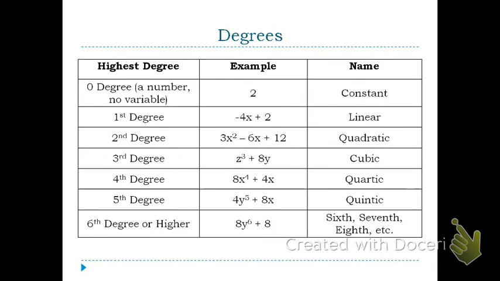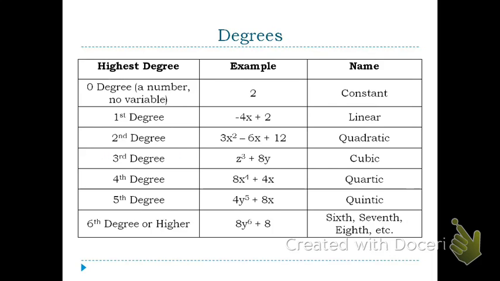Degrees. Degree is the highest exponent of the monomial. So for each term, what is the highest exponent that you see? The way we name our monomials and our polynomials is based on the degree, so the highest exponent. If you don't have any variables at all, just a constant, then you just call it a constant. So no variables at all.